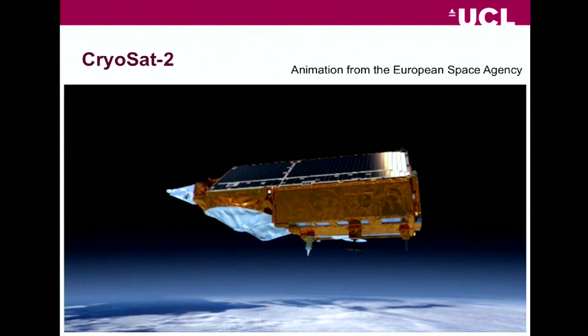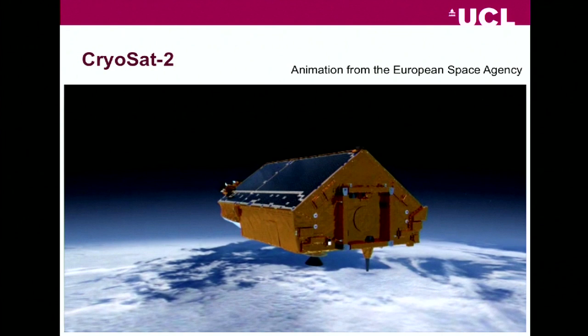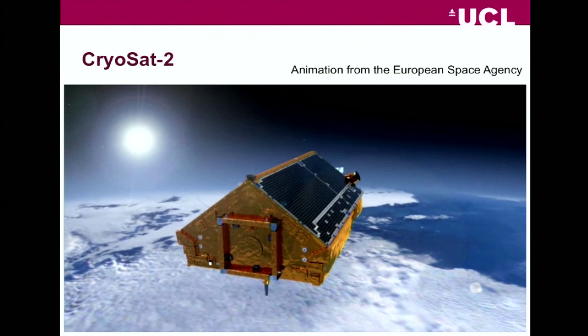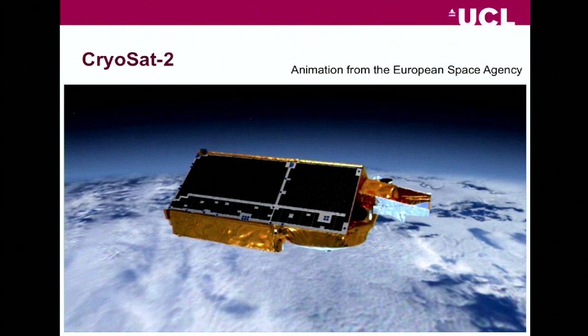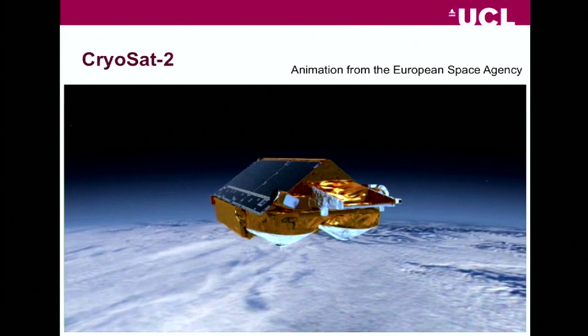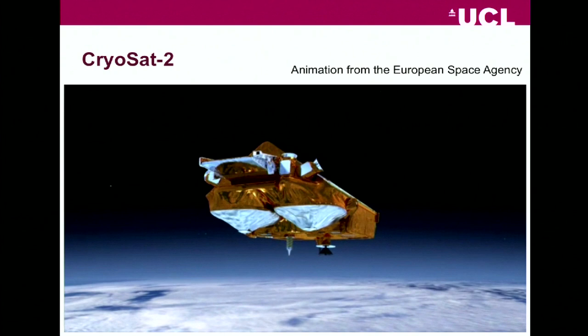So now we're going to move on to CryoSat. In 1999, the European Space Agency put out a call to scientists and asked them to come up with ideas for satellites, satellites that would monitor our environment or satellites that could help tell us more about climate change. And at UCL, a proposal was put forward for a satellite called CryoSat. It was led by Professor Duncan Wingham. It also involved Seymour Laxon. And they designed a satellite that would be dedicated to monitoring the polar regions.